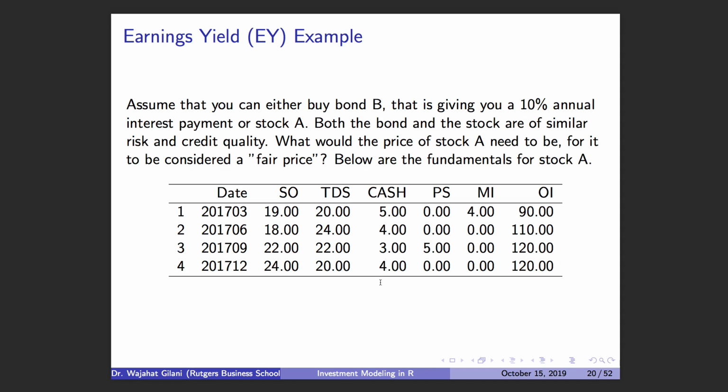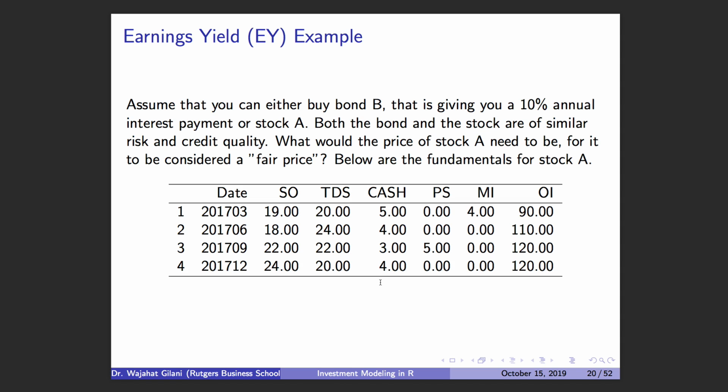Or you can buy stock A, which is down here. Now, both the bond and the stock are of similar risk and credit quality. What does that mean? That means that in terms of uncertainty of your cash flow, uncertainty of the underlying business, they're the same. One investment is not riskier than the other. They're both the same risk. Now, if that's the case, what would the price of stock A need to be for it to be considered a fair price?